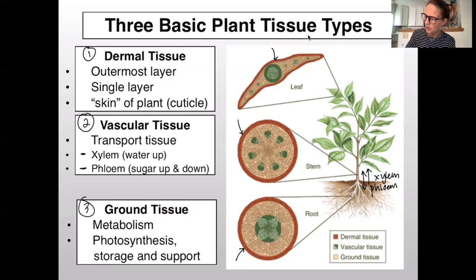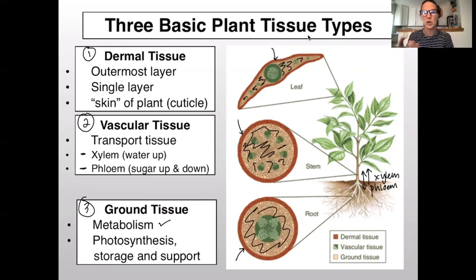And then the third tissue is all of this tissue in the middle, and that's called ground tissue, right? That makes up the majority of the plant, as you can see here. And it is involved in metabolism, right? So remember, metabolism is where a lot of the chemical reactions for things besides photosynthesis happen. We can also get photosynthesis in the ground tissue. That's where all the metabolism is happening. And you can also have some storage and support as well.